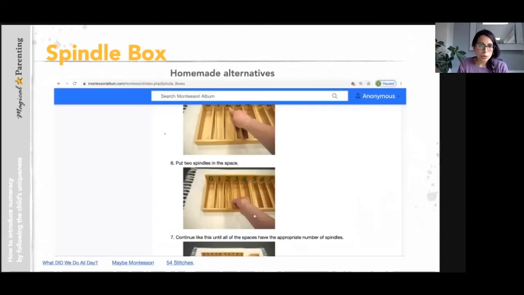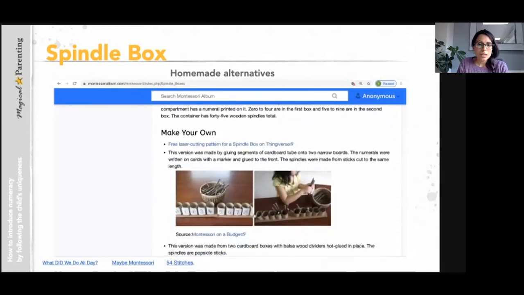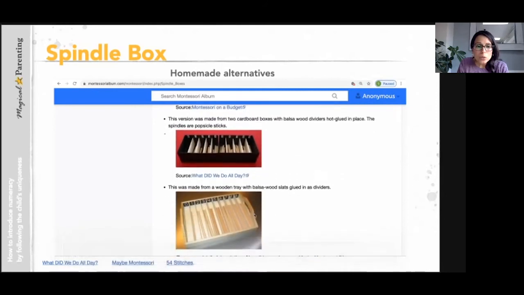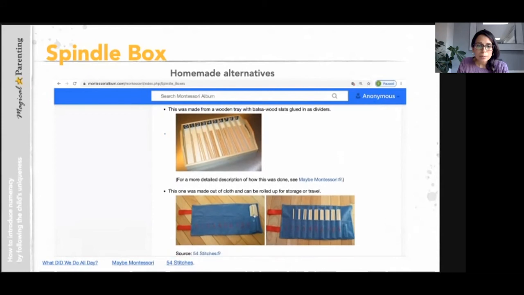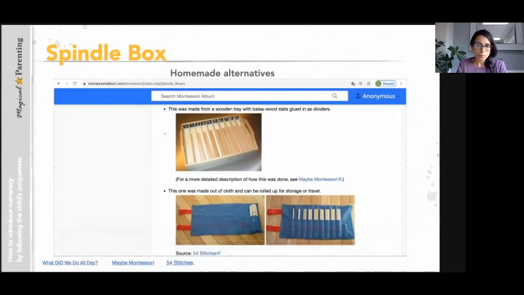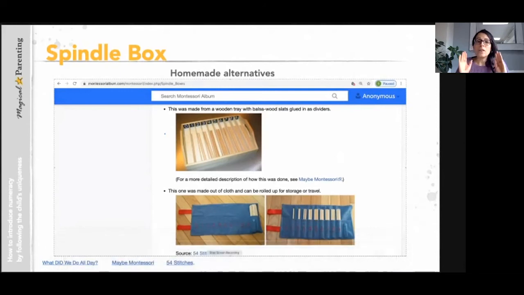Here on this website that I was talking about before, this Montessori album, at the very bottom, as you can see here, there are some examples that you can use. And I put some of the links here as well at the bottom of the slides. When you have the slides, I will send the slides too. So this is the Spindle Box. Do you have any questions about the Spindle Box?